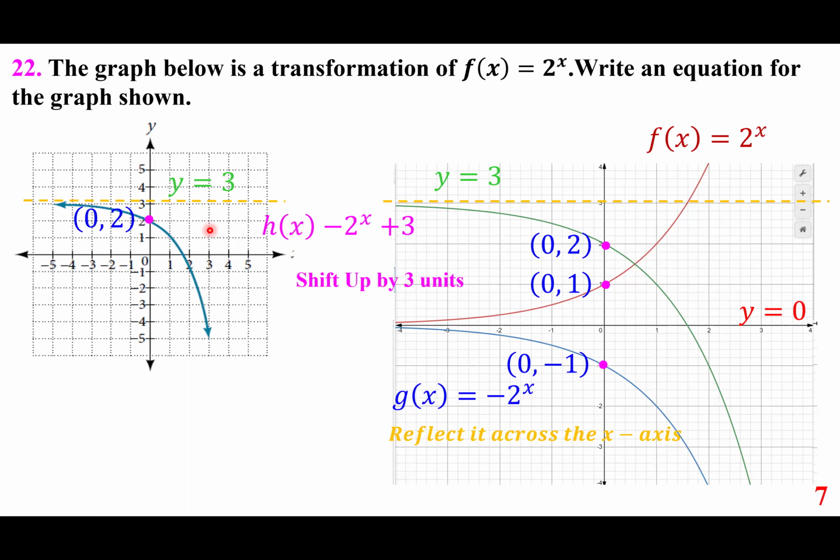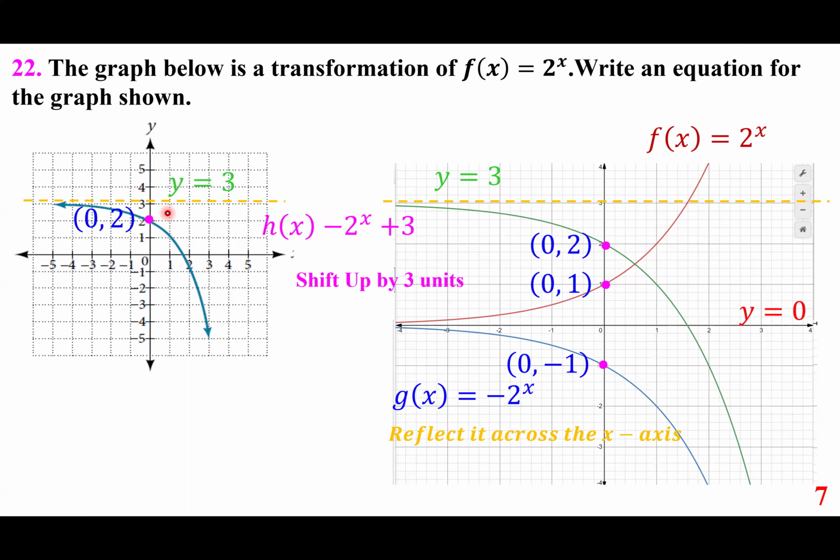So h of x, we call it, give it any name, because we call this g of x. H of x is negative 2 to the power of x, the same one, and shifted up by 3 units. Now, what you should do is plug in a few easy points that you see into this, that's how you check it, obviously. This is easy to check.